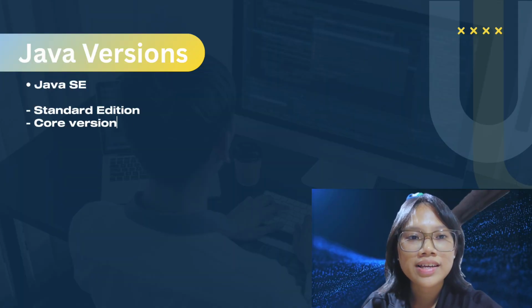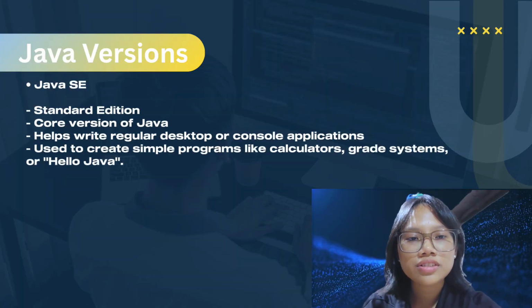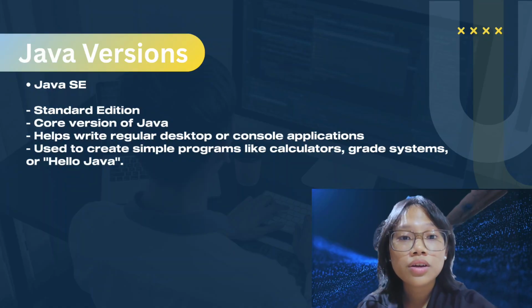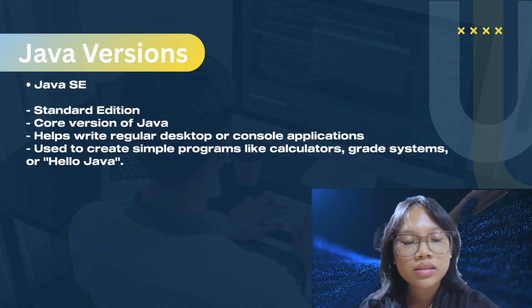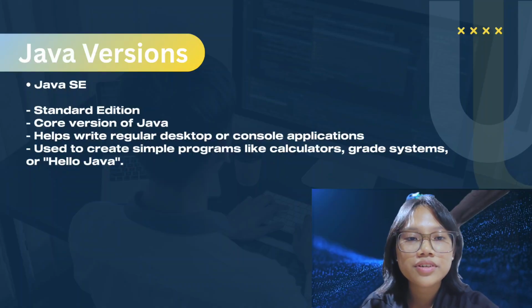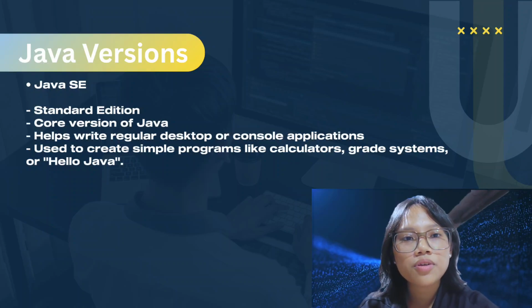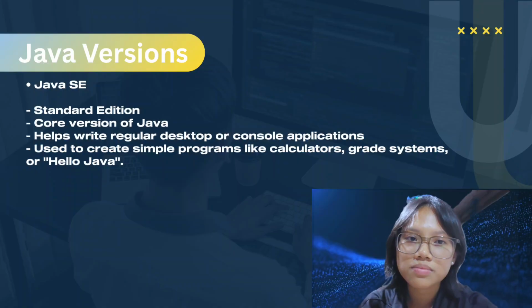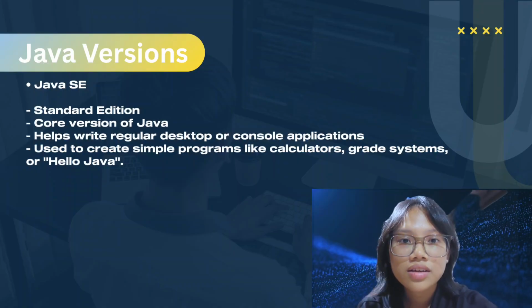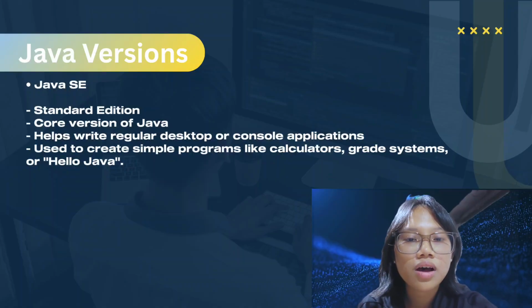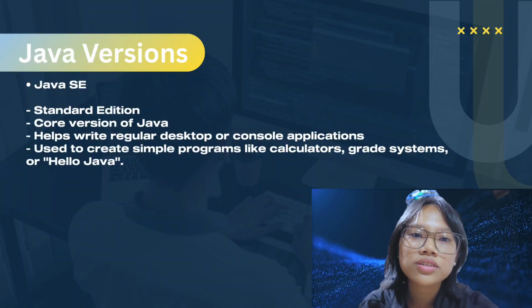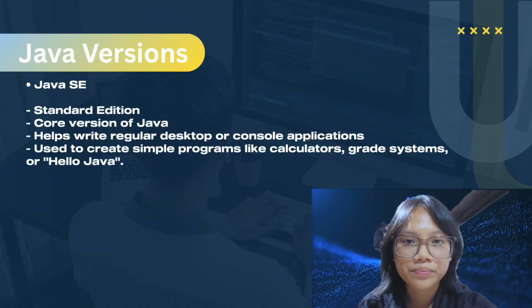First, we have Java SE, which stands for Standard Edition. This is the core version of Java, the one you start with when you're learning. It includes all the basic tools and libraries that help you write regular desktop or console applications. In other words, when we create simple programs like calculators, grade systems, or Hello Java, we're using Java SE. It is the foundation of all other versions, so you really need to understand this before moving forward.